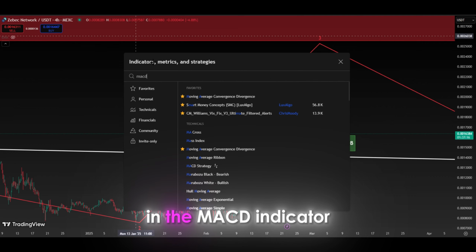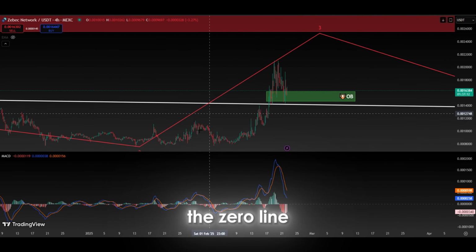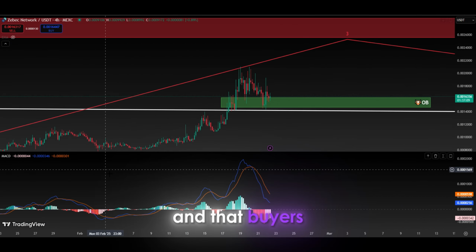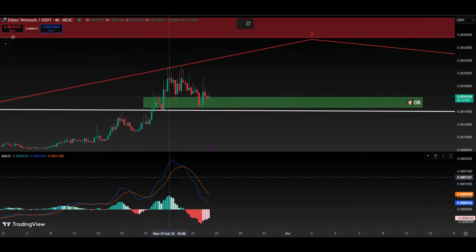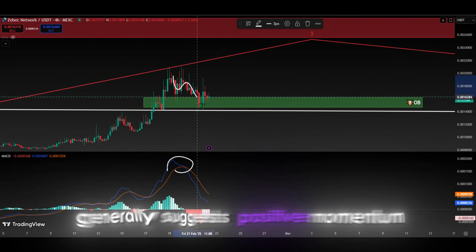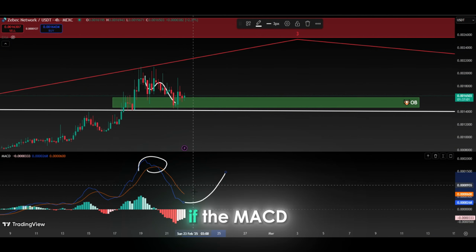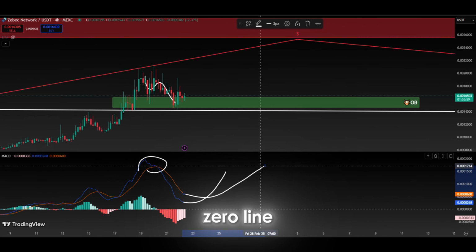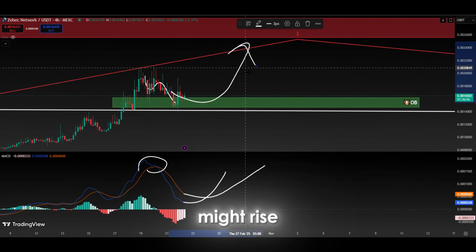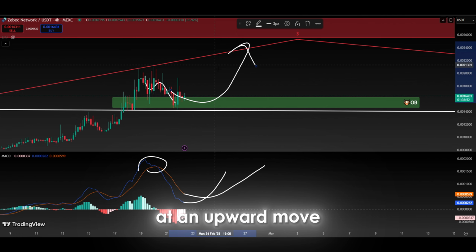In the MACD indicator, although there has been a cross down from the top, the MACD continues to stay above the zero line. This indicates that the market still has a bullish tendency and that buyers are active in the market. Remaining above the zero line generally suggests positive momentum and implies that the price has the potential to continue moving upwards. If the MACD remains above the zero line and makes another upward cross, this could be a strong signal that the price might rise further. In other words, this could mean that the market is attempting a second attempt at an upward move.